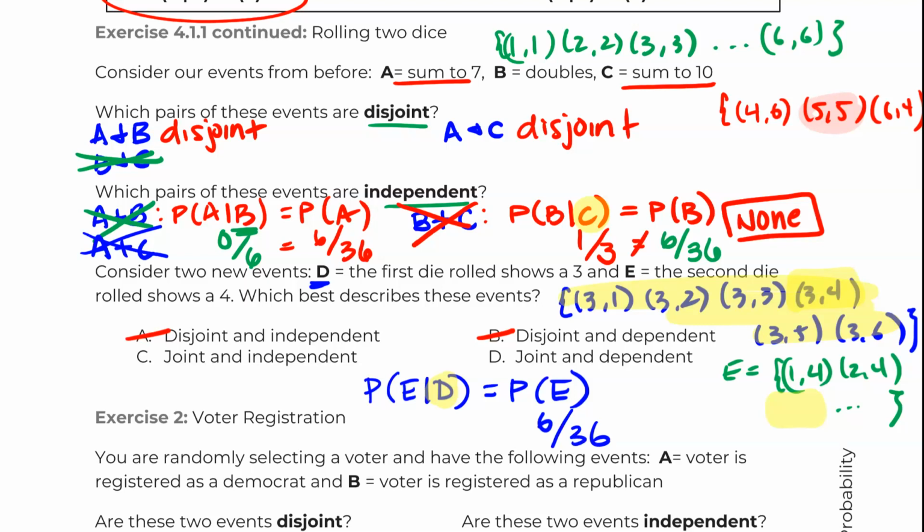E given D, well, that is 1 out of 6. That is 3,4, that one event out of all 6 in D. In fact, these are equal. So we have our first example with the dice of independent events. And obviously you could have done this one by common sense. One roll of the dice does not affect the next. And of course I can roll a 3 and then roll a 4. But I just wanted to show you how to more formally prove or show these things if you wanted to.